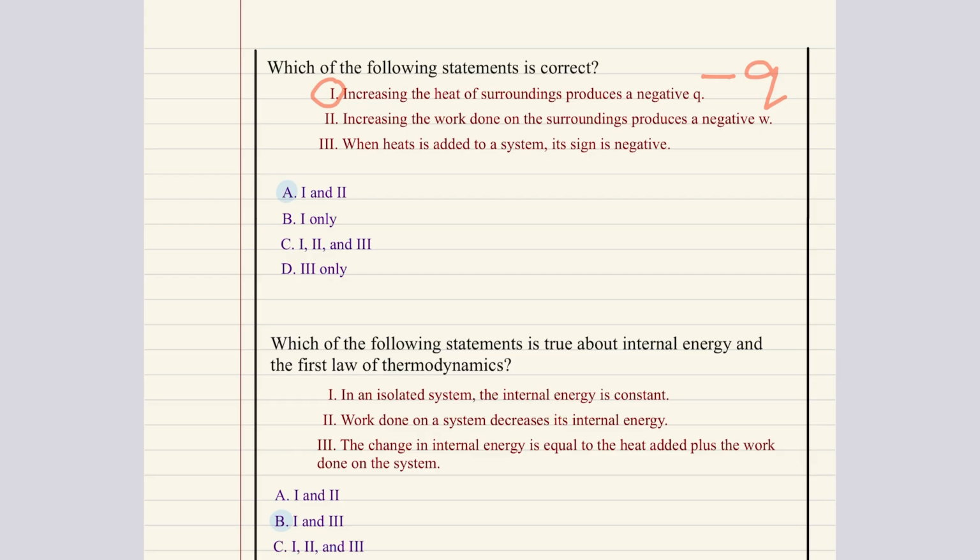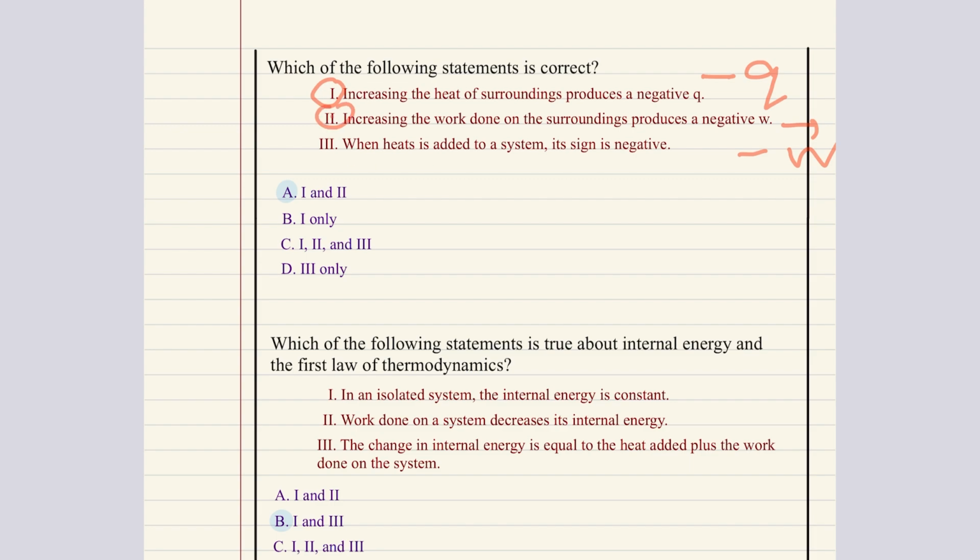Statement 2 says, increasing the work done on the surroundings produces a negative W. This is also true. If the system is doing work on the surroundings, for example, if a gas expands and pushes against a piston, the system is losing energy. That means that work is going to be negative.